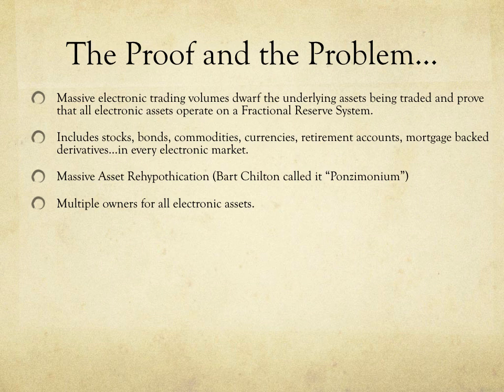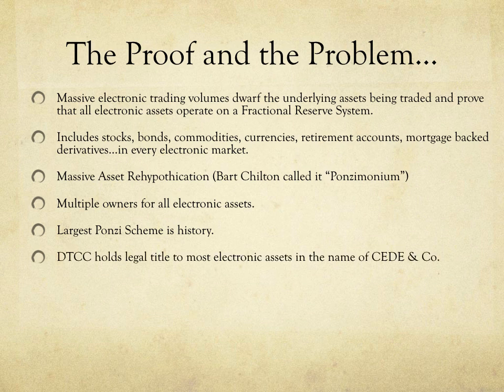Which ends up with multiple owners for all asset classes. So if you buy a stock through your brokerage house, Schwab or Fidelity or whoever you use, many people own that exact same share of stock that you think that you purchased, and you think your brokerage house went and bought it in your name and put it into your name. They did not. It's put into a pool along with everybody else, and your name is not on that stock at all. It is the largest Ponzi scheme in history.